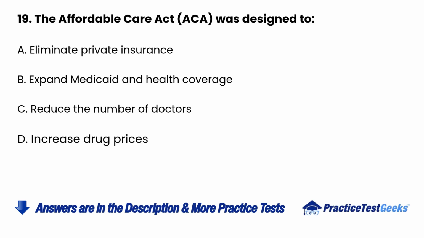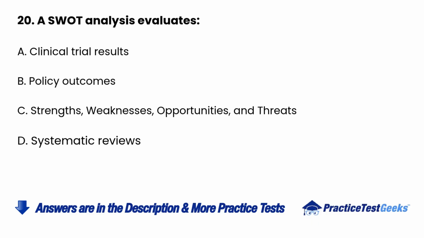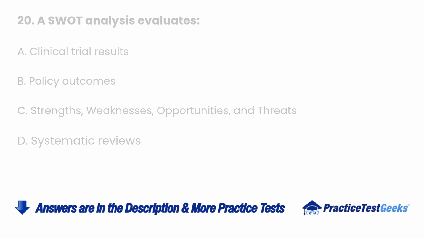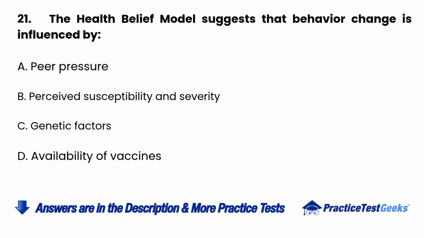Eliminate private insurance. B. Expand Medicaid and health coverage. C. Reduce the number of doctors. D. Increase drug prices. 20. A SWOT analysis evaluates A. Clinical trial results. B. Policy outcomes. C. Strengths, weaknesses, opportunities, and threats. D. Systematic reviews. 21. The health belief model suggests that behavior change is influenced by A.